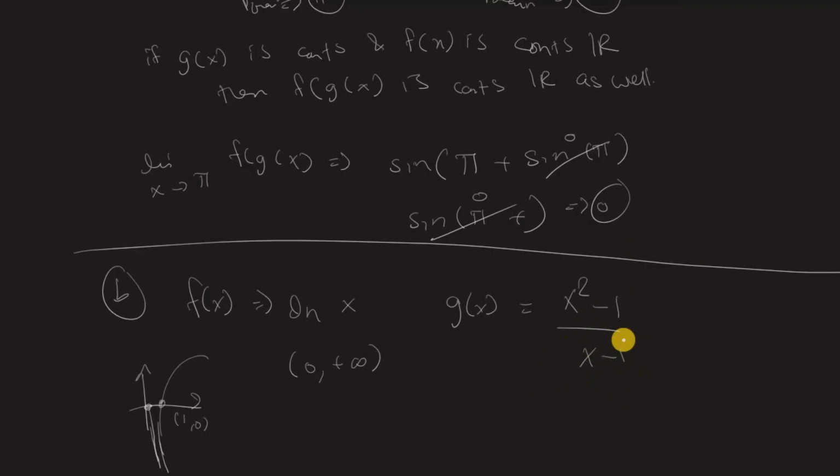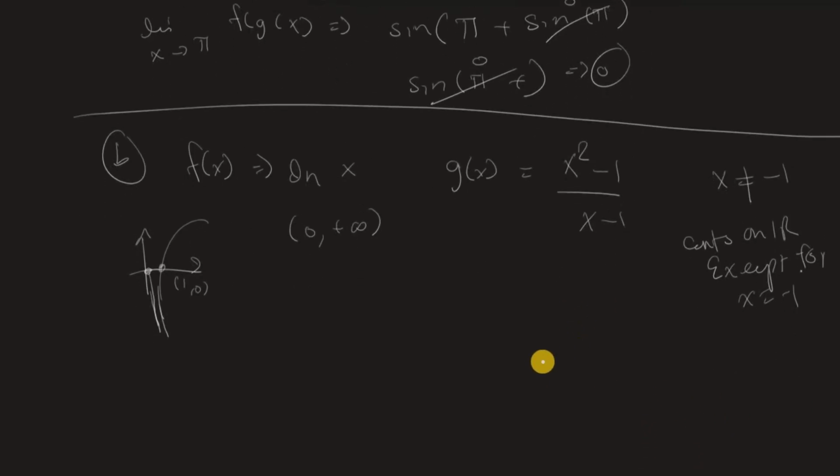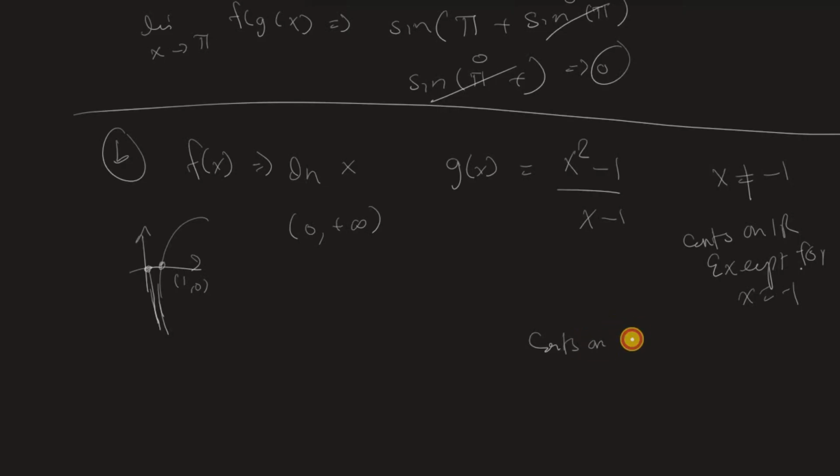Now defining the domain here is pretty easy. You can pretty much see that you cannot divide by 0, right? If you plug in x equals 1, you get a division by 0, right? So that's why here you can basically say that it is continuous on the reals except for x equals 1. And in math notation we write it like continuous on the reals, and we write except like this.